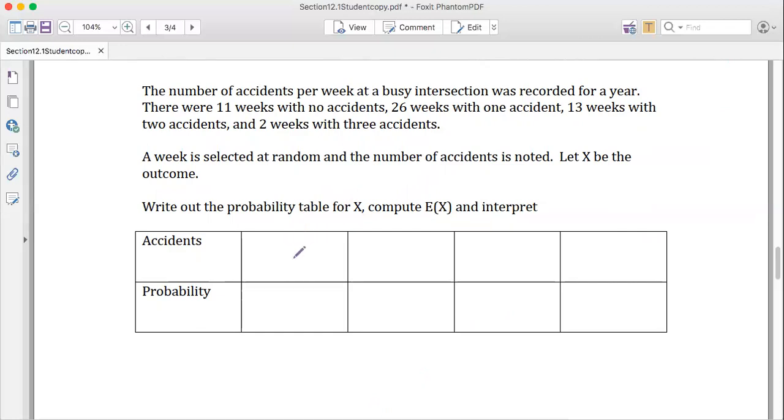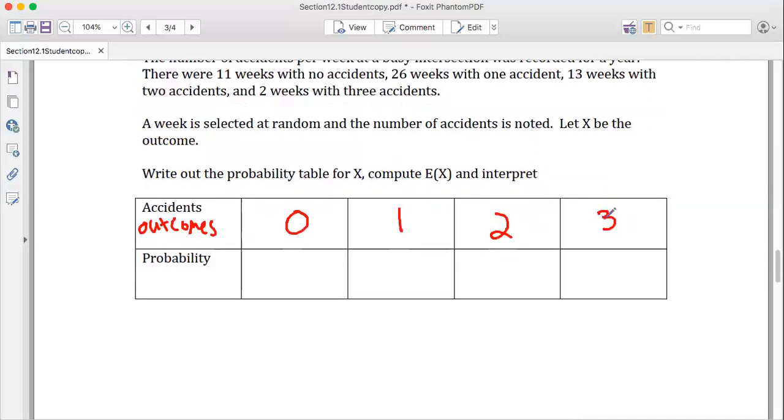So let's take a look at the information that we have here. What are the different outcomes? The outcomes really refer to the accidents. And what are the possibilities there? I had 11 weeks with no accidents, so that's 0 accidents, which is good. 26 weeks with 1 accident, so 1 accident is another outcome. 13 weeks with 2 accidents, so 2. And 2 weeks with 3 accidents, so 3 accidents. So the different outcomes are 0, 1, 2, or 3 accidents on any given week.